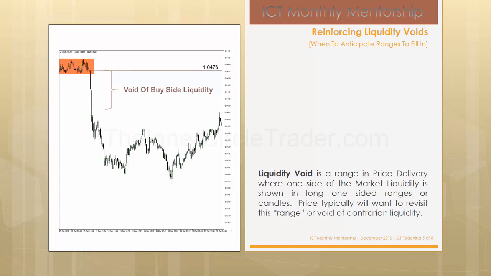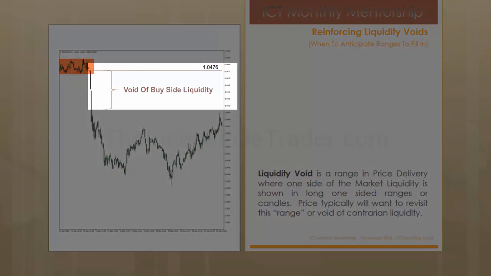But remember, it's a void of buy-side liquidity that causes downward ranges like this, which is what we call a liquidity void. In other words, we expect price to come back up and trade right back over those same price levels that we see here, between 104.76 and 104.50 thereabouts.